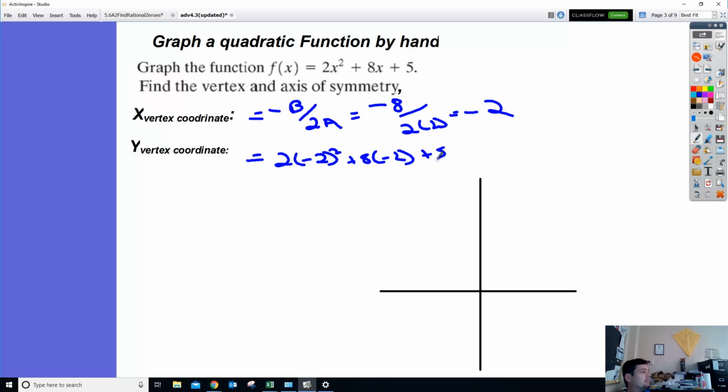Anybody come up with anything? I see some nods. What'd you come up with? -3? Is that right? It'd be -16, -11. That's right. -3.